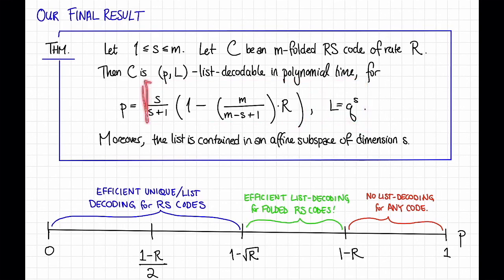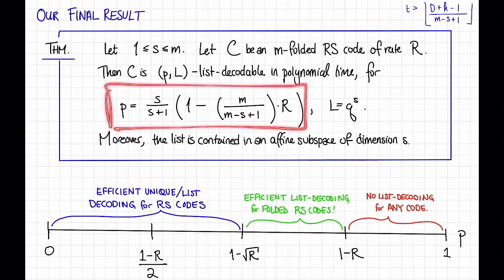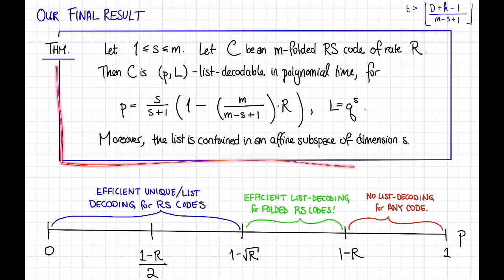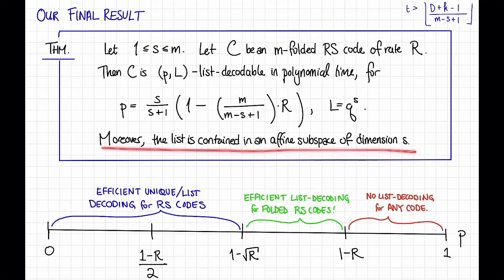To see why p is equal to this thing, let's go back to our choice of t. There we go, I've copied it up in the corner here. So this is how we chose t. So that means that we can return a list of size at most that containing all the polynomials that agree with the received word in t places, aka disagree with the received word in n minus t places. And when you work out what that is and you normalize by dividing by capital N, you're going to get this value of p here. So that proves this theorem. Moreover, we saw that the list is contained in an affine subspace of dimension s. It's just the solution to that linear system that we saw earlier.